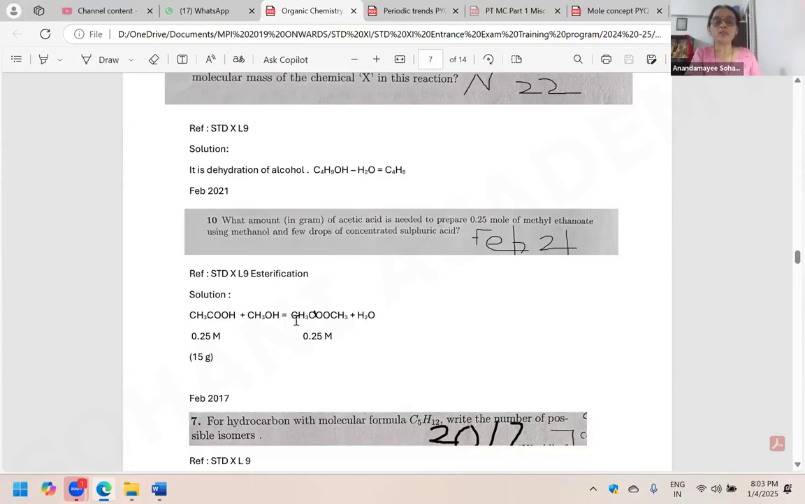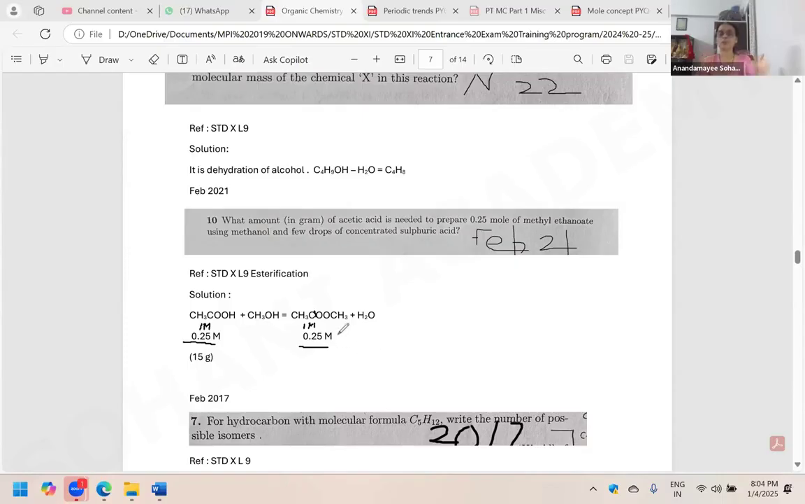And then when this reaction is balanced, what do we know? That 1 mole of acetic acid produces 1 mole of methyl ethanoate. This is a balanced equation. So 1 mole of this gives me 1 mole of this. So if I want to prepare 0.25 moles of methyl ethanoate, I will have to start with 0.25 moles of acetic acid, which will be equivalent to how much? See how your knowledge of an organic reaction is used for the application of stoichiometry, the mole.